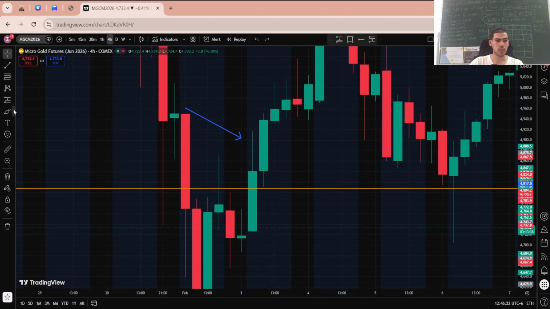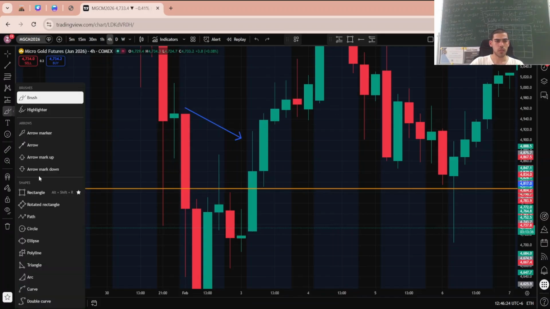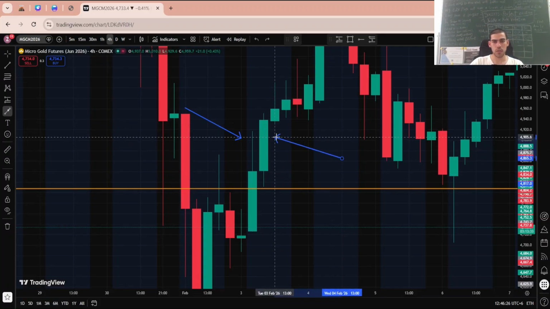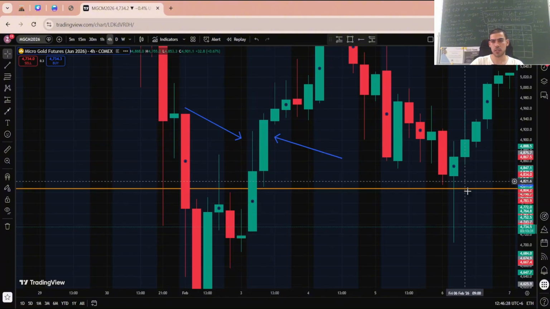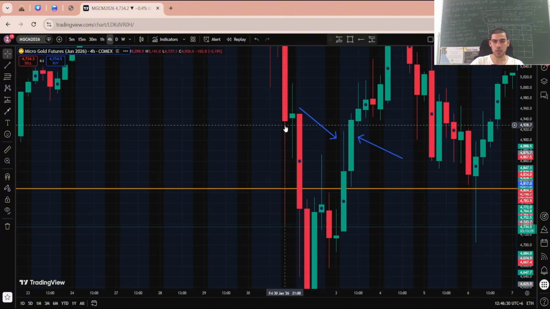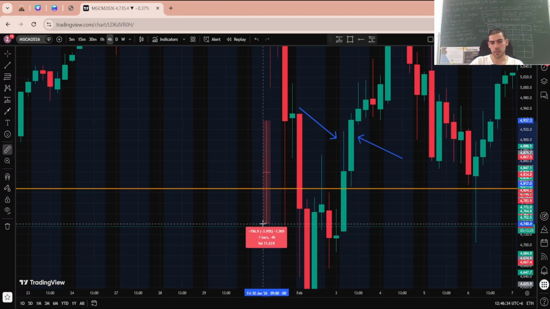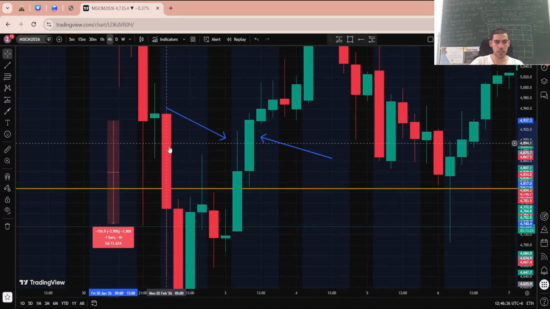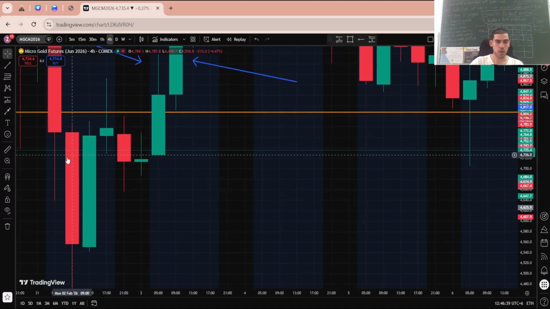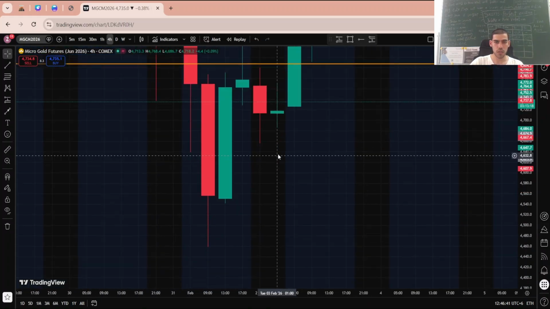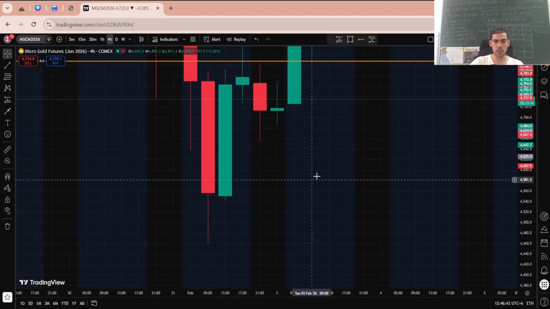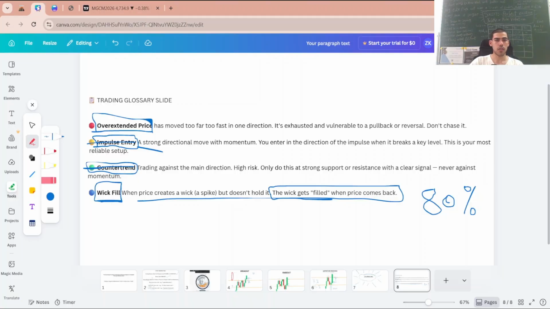Let me draw this ugly drawing. So this is what we mean by a wick fill, that price tends to fill wicks. Right here also, look how huge this wick was. It was about 2000 pips, and price just went down and filled this wick. Also right here it filled this wick, but sometimes it doesn't fill the wicks, like you can see here. So it's better to keep the wick fills in your advantage.